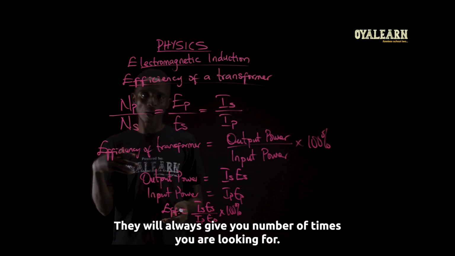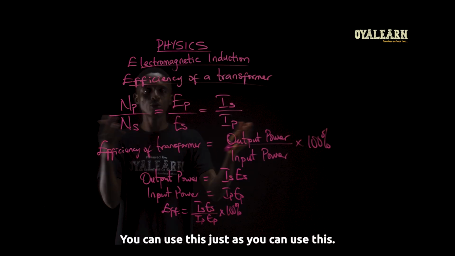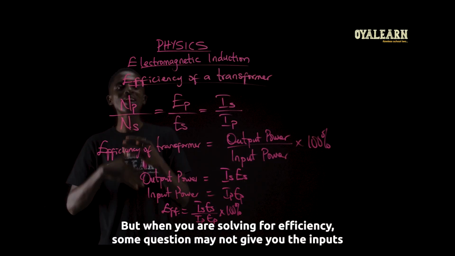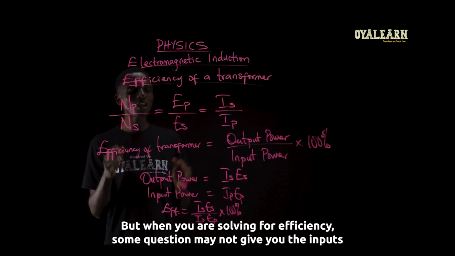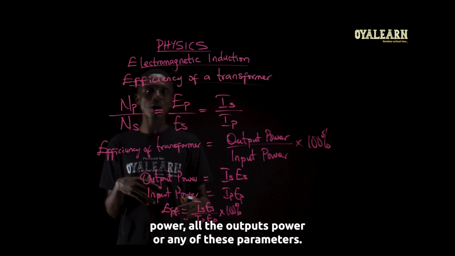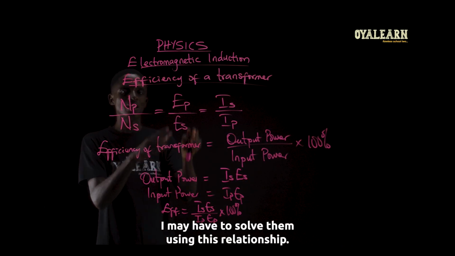You can either use this side, or you equate these two together. They will always give you number of turns. If you are looking for the EMF at the primary or secondary, you can use this, just as you can use this to also get for current. But when you are solving for efficiency, some questions may not give you the input power or the output power or any of these parameters, and you may have to solve them using this relationship here.